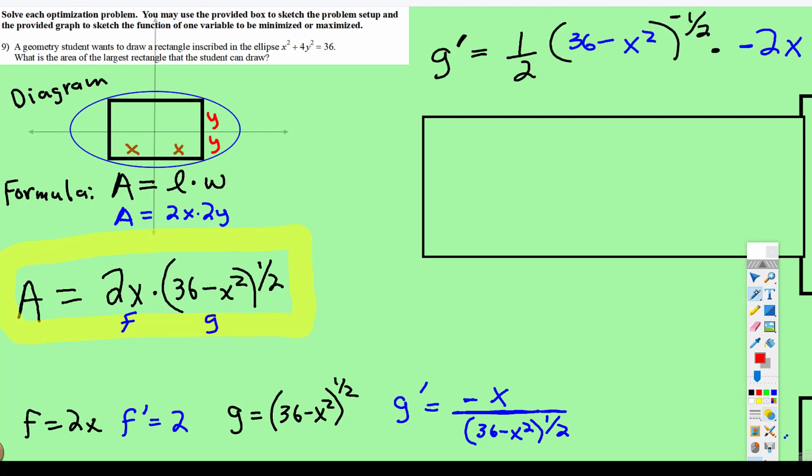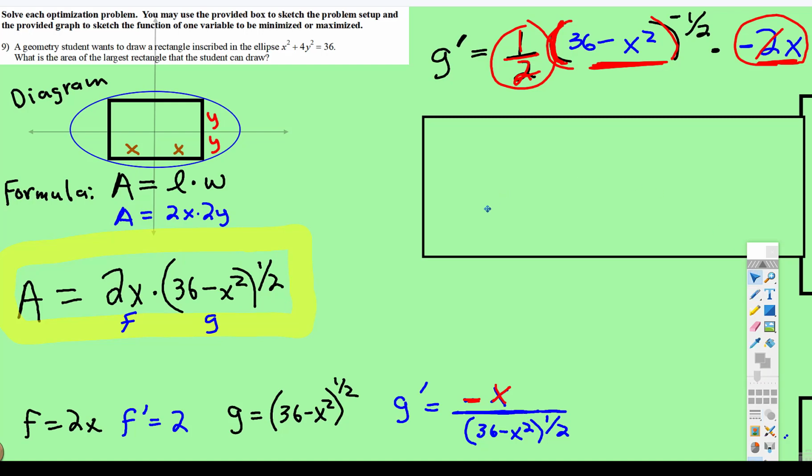Remember, this is the chain rule. So the 1/2 comes down in front, which is what I did right here. I brought that 1/2 exponent in front. And then when you subtract 1, 1/2 subtract 1 is negative 1/2. Well, then this whole expression, stuff to the negative 1/2, will get moved to the denominator in just a second. And then you have to multiply by the derivative of that stuff. Derivative of 36 is 0. The derivative of negative x squared is negative 2x. And now look, when you multiply negative 2x times 1/2, the 2's cancel, just leaving negative x.